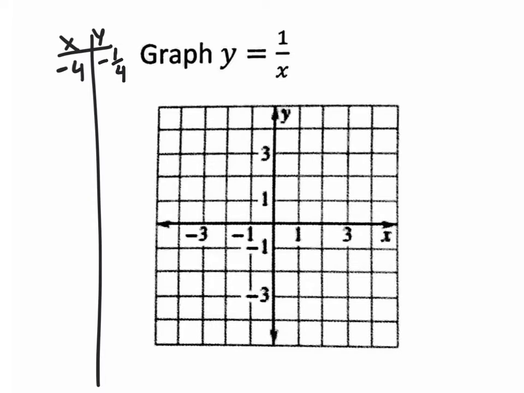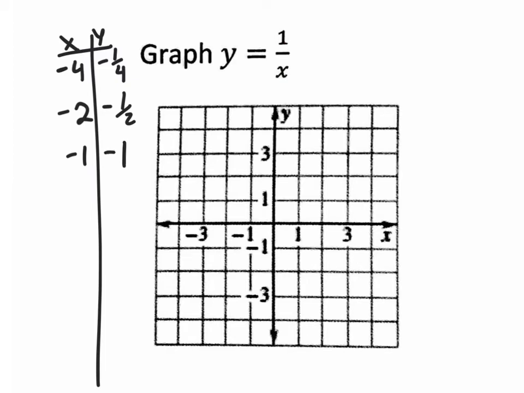Okay, that's pretty easy. Let's plug in a -2. If we plug in a -2 right in here, we'll get an output of 1 over -2, which is really just -half. And what if we plug in a -1? If we plug in a -1 right here, it'll be 1 over -1, which is -1.